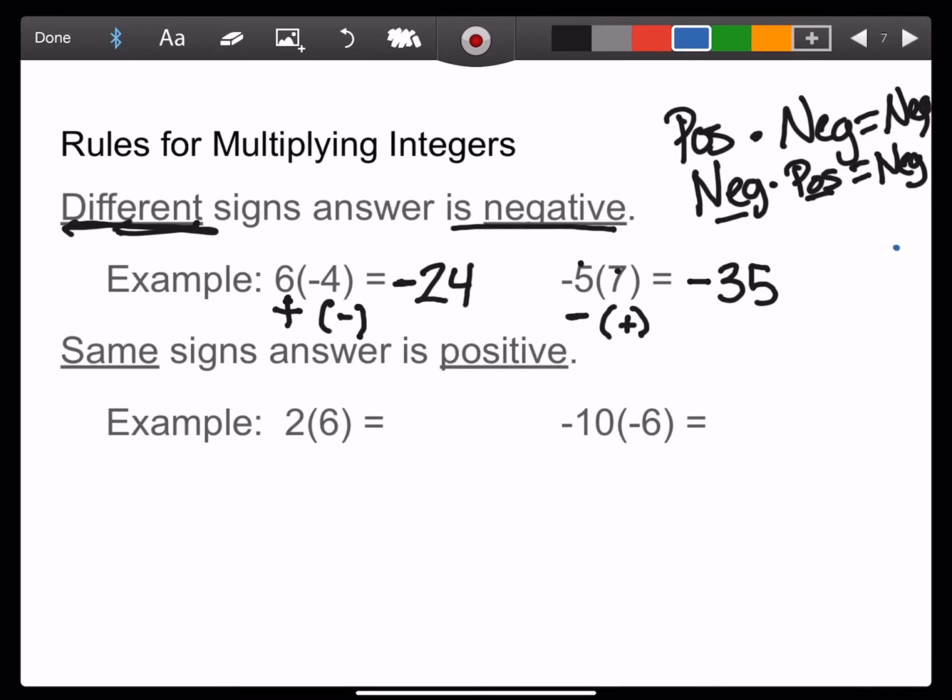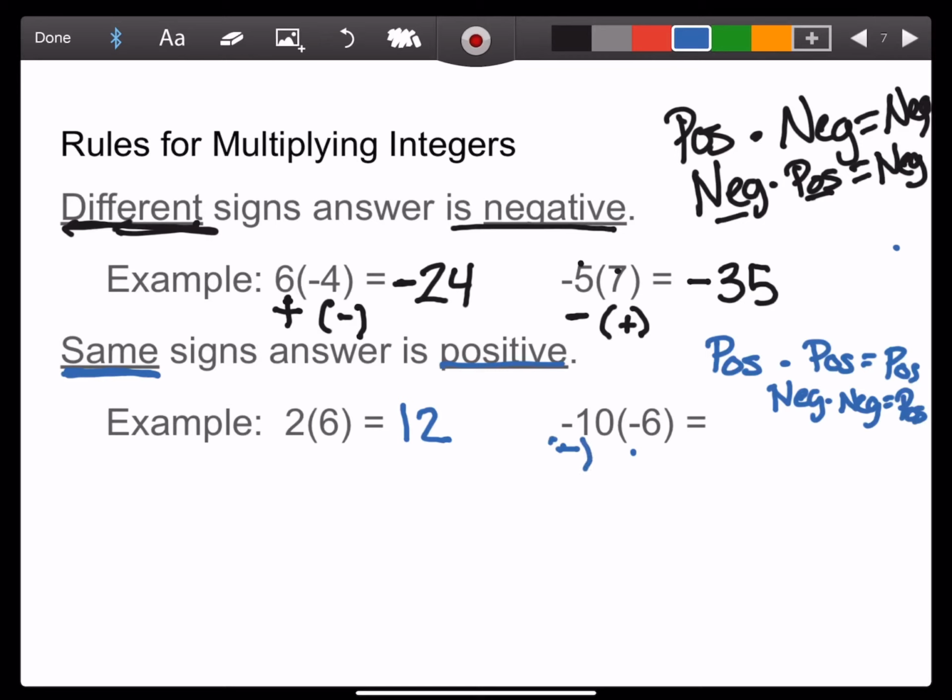So next, same signs is positive. So if I have a positive times a positive, of course it's a positive, and that's what you've been doing, right? But if I had a negative times a negative, that's going to be a positive, right? All right, so 2 times 6, that's just 12. 10 times 6 is 60, but a -10 times a -6, so a negative times a negative is a positive. So this would be 10 times 6, which is just 60, okay?